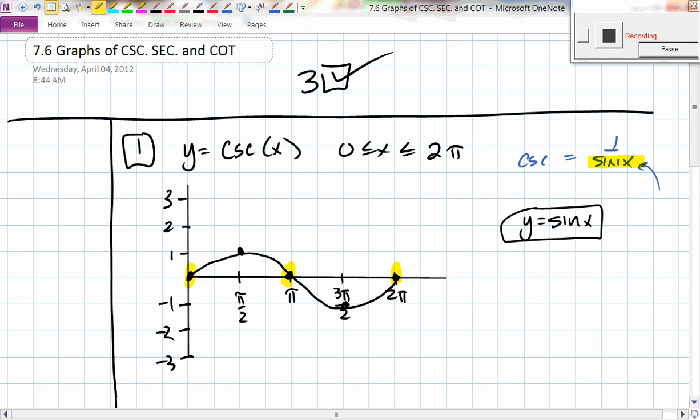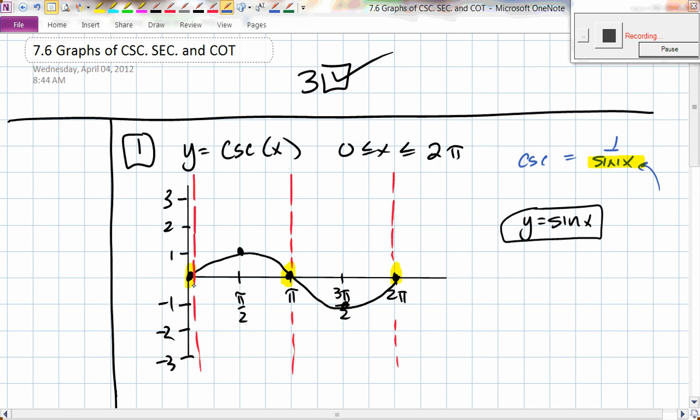Yes, I'm going to have vertical asymptotes at those points. So in red, I'm going to do these in red to show you that at 0, at pi, and at 2 pi, I'm going to have a vertical asymptote there because I'm not allowed to divide by 0, and the cosecant function is the reciprocal of sine. So wherever the sine is equal to 0, the cosecant function is going to be not defined. Does that make sense? Okay, very good.